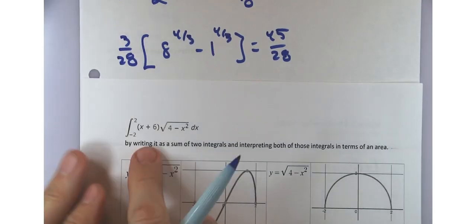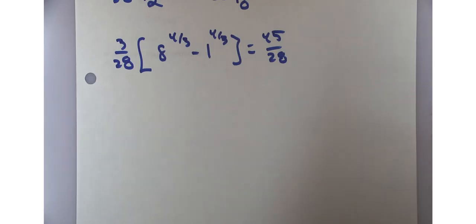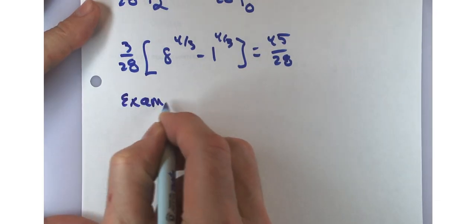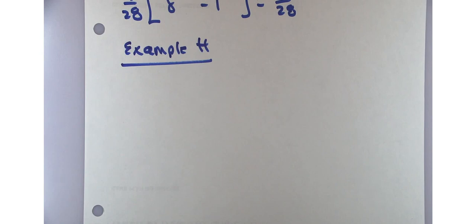This next one. This one's kind of cool. It has a couple things in it I want you to see as we do this. So let's look at example H, and it's going to require us to also think about what are called even and odd properties of an integral.